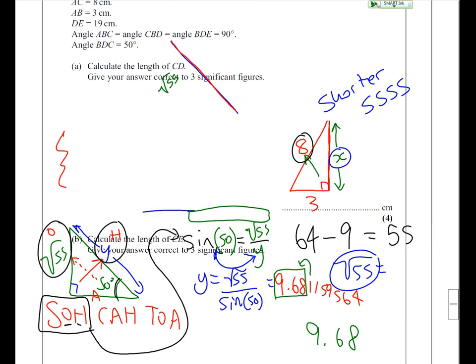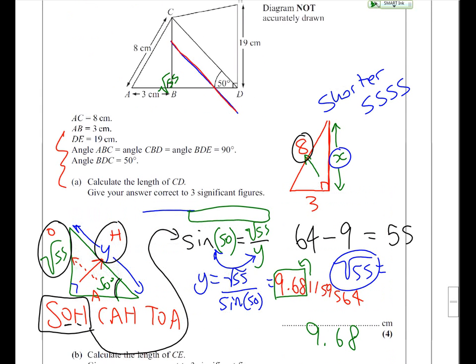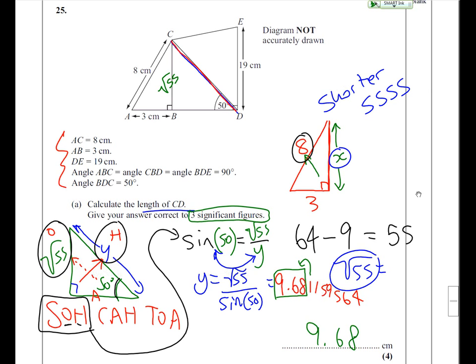Calculate the length of CE. So let's keep the diagram how we've had it. We want CE. Let's call it W. We want this length now. Now we know what this is, 9.68. We also know this angle. Why? Because it's 90 all the way and we're at 50, so that's 40 degrees. Now we have an angle, a length, and a length the other side.